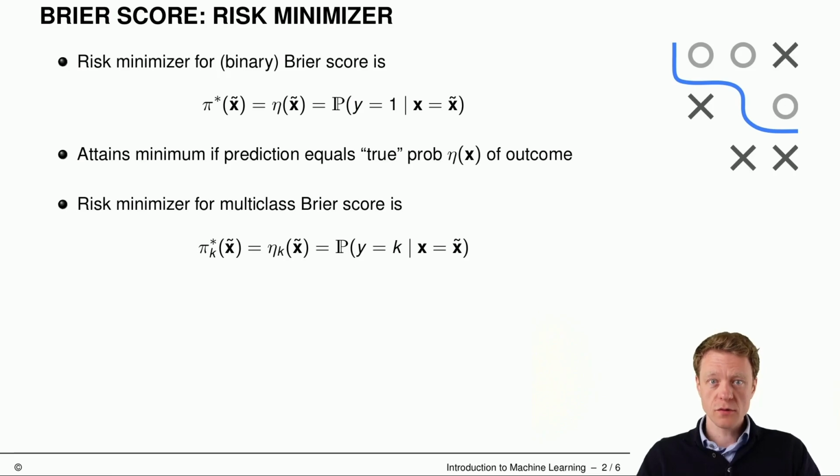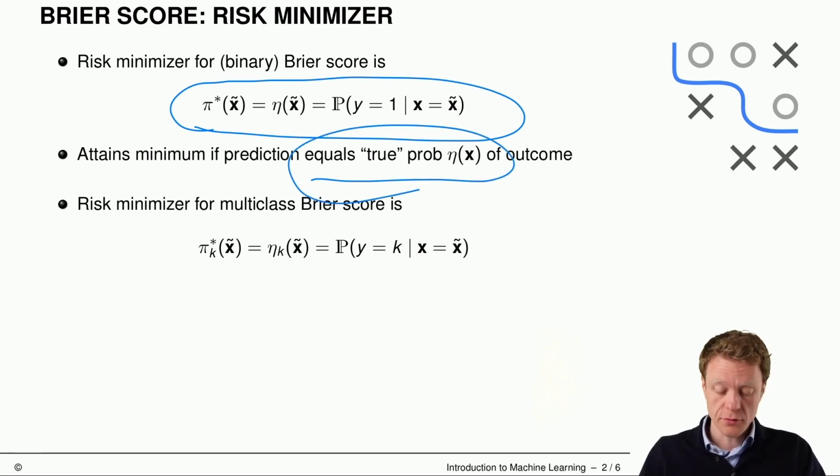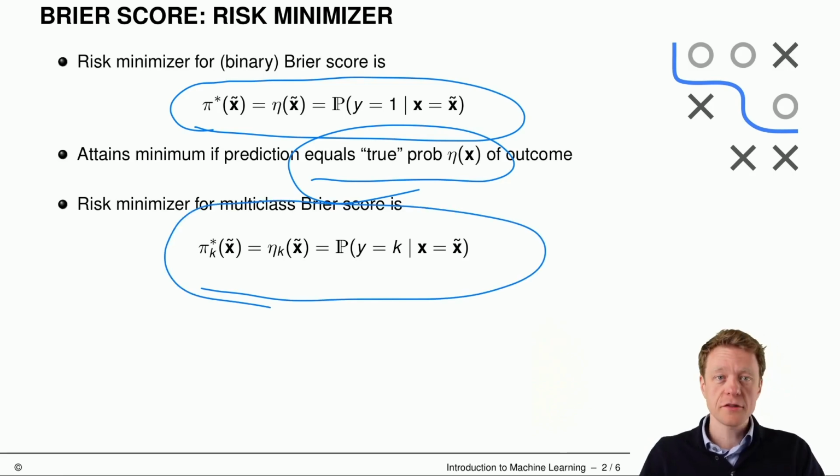Okay, that was the Brier score loss function, and now we can look at the risk minimizer. And it turns out that, as for the Bernoulli loss, the risk minimizer is the true probability, which means that the Brier score is also a proper scoring rule, as it attains the true probability of the outcome. We can also define the Brier score for multi-class classification, so more than just two classes. And then also the risk minimizer is just the true probability that the target has exactly that class, given some features x equals x tilde.